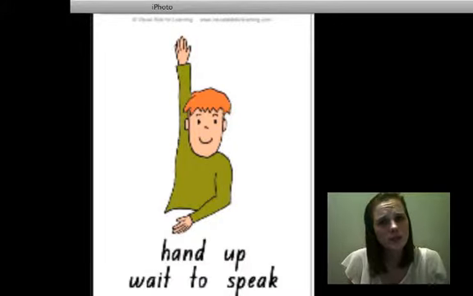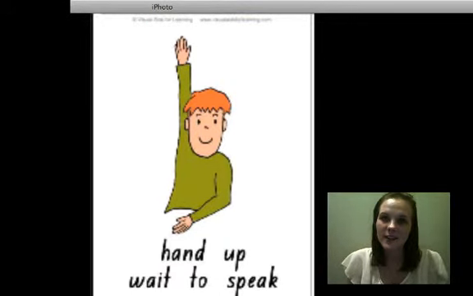But what are you supposed to do if you're working quietly at your desk and you have a question? There's a cue card for that as well. The hand up and wait to speak card indicates that you should raise your hand and wait for the teacher to call on you or walk over to assist you. This is very important because the teacher could be assisting other students as well in the class. It's very important to wait patiently while your hand is raised.